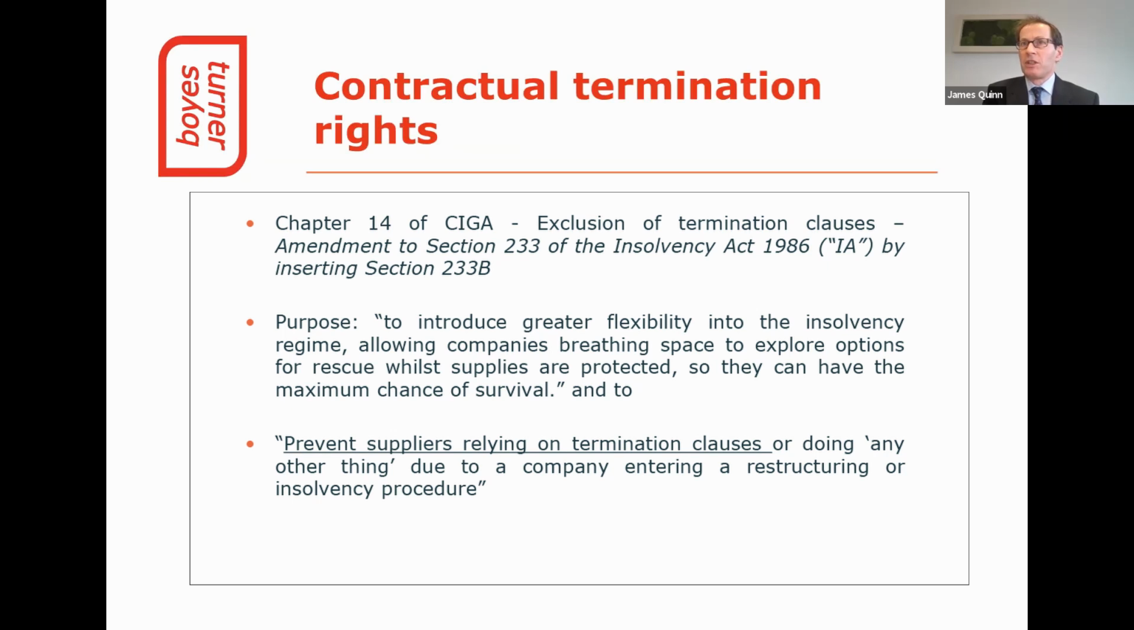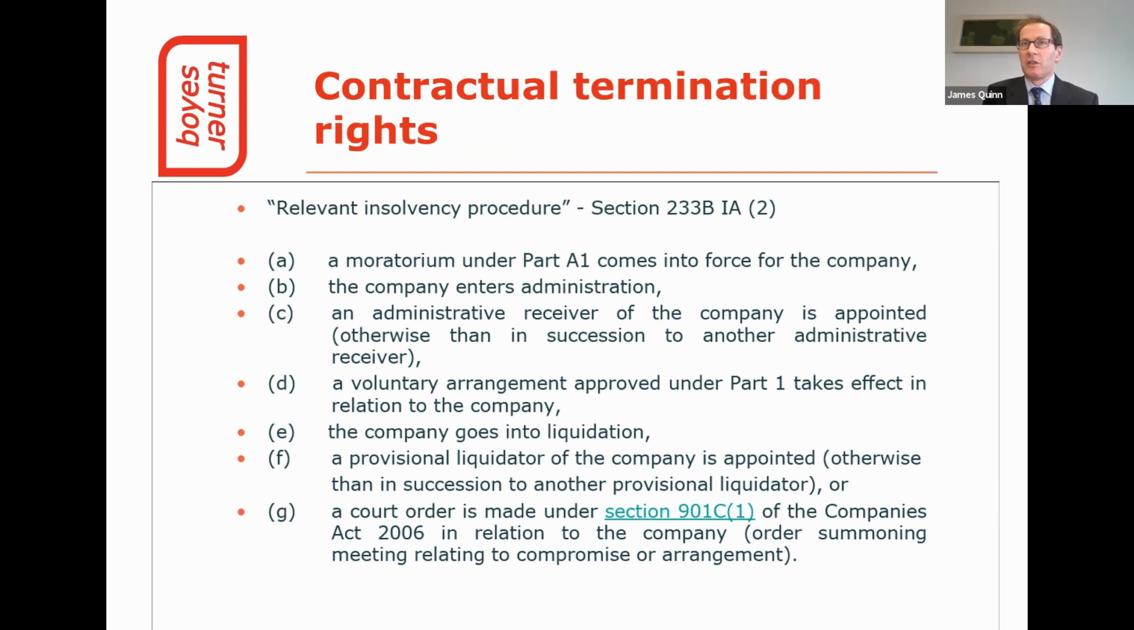The relevant insolvency procedures are defined at Section 233B(2) of the Insolvency Act and include liquidation, voluntary arrangement, administrative receivership, and a new moratorium administration, which was introduced by the Corporate Insolvency and Governance Act. Supply contracts will therefore need to continue even if the customer has entered into the relevant insolvency proceedings.